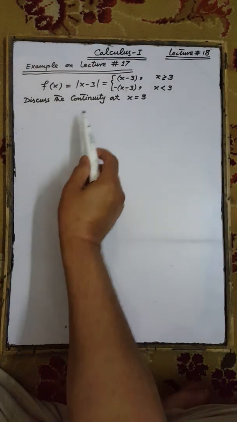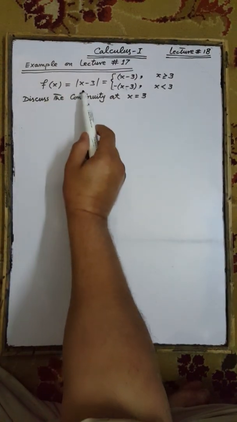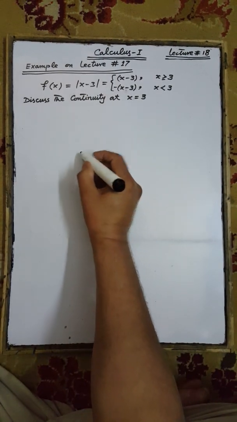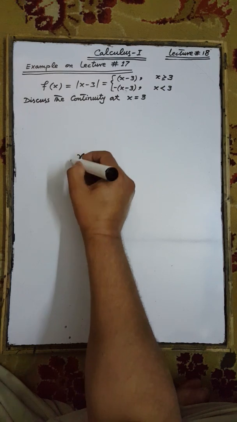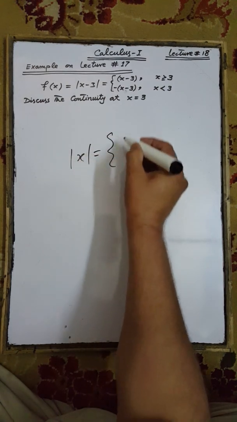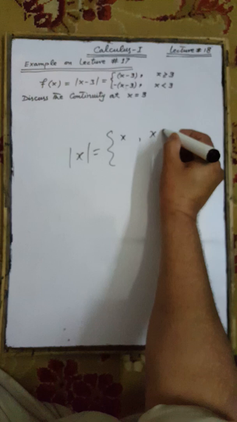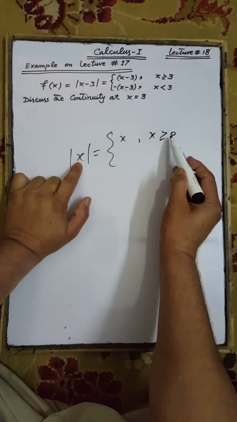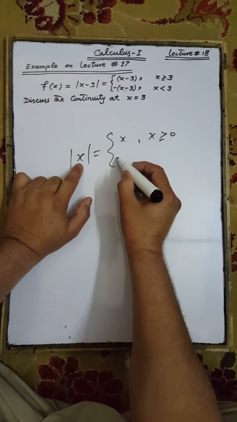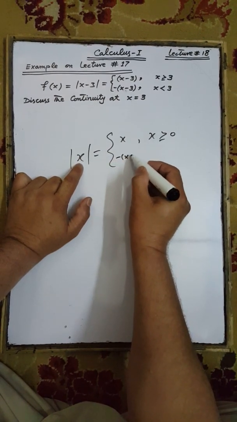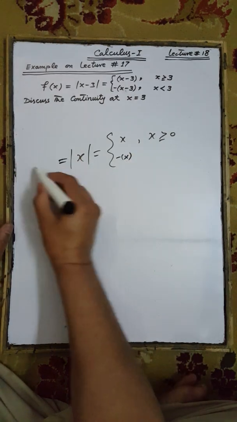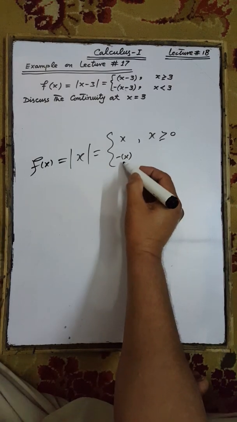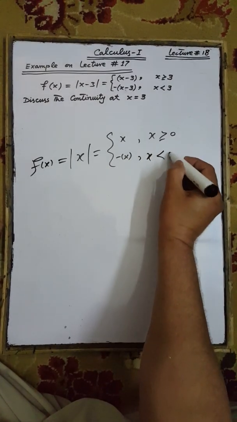Let us discuss the continuity of the function f of x is equal to the absolute value of x minus 3 at the point x is equal to 3. First, according to the definition of the absolute value, |x| is equal to x when x is greater than or equal to 0, and the function f of x is equal to |x| is calculated as minus x when the value of x is negative.